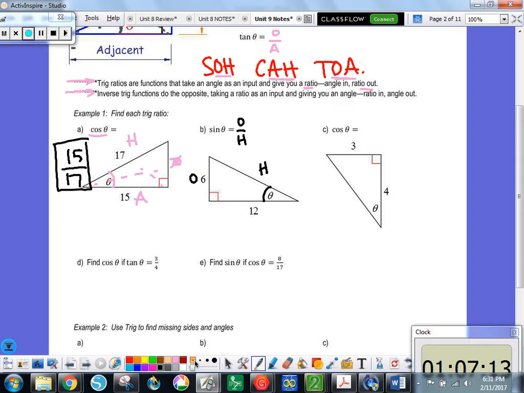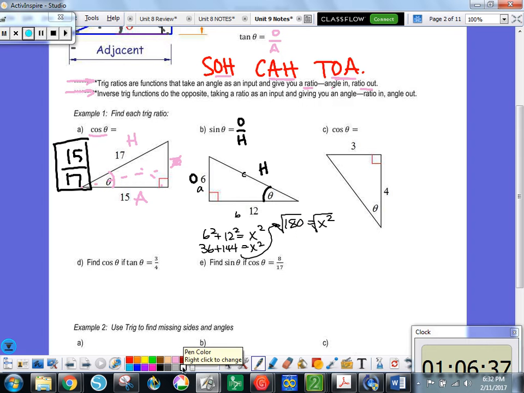We need to apply the Pythagorean theorem, which says a squared plus b squared equals c squared. So 6 squared plus 12 squared equals x squared. 36 plus 144 equals x squared. 180 equals x squared. And take the square root. Off to the side, I don't want this as a decimal. I need that number as a square root still.